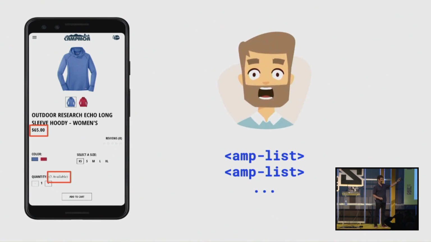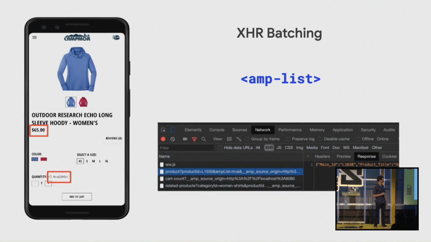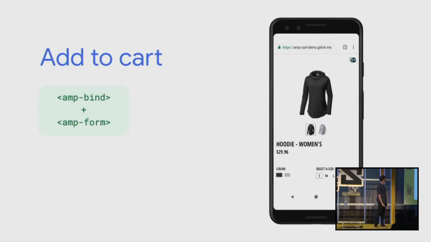So, right, maybe you're afraid of this thing, but don't be afraid, because there's a thing called XHR batching. If AMP sees the same request made multiple times, it makes the request once, not multiple times. So it's all transparent. Use AMP list over there, use it over there, and you can see over here the result. 1 request was made, not 2 requests, not 3 or 4. So that's all well and good. Adding to cart, also an interesting interaction over here. Here we use 2 different things together, amp bind and amp form.